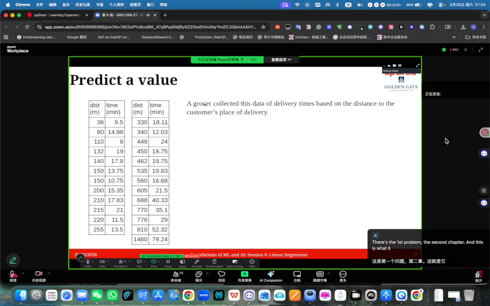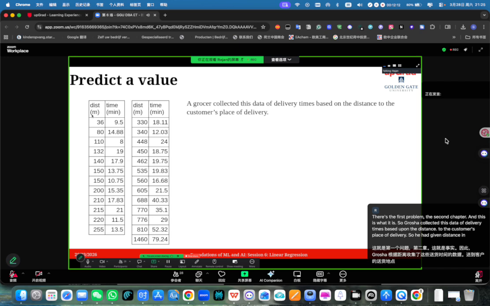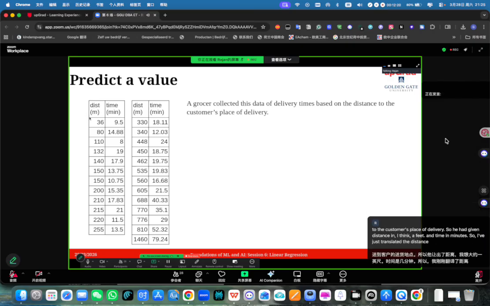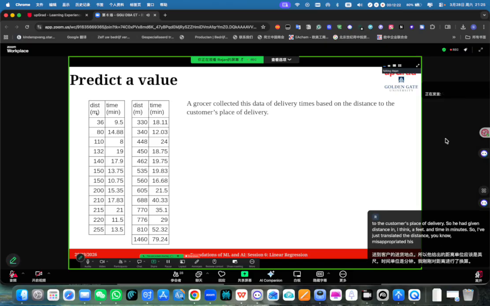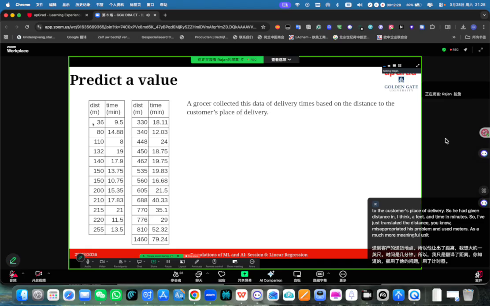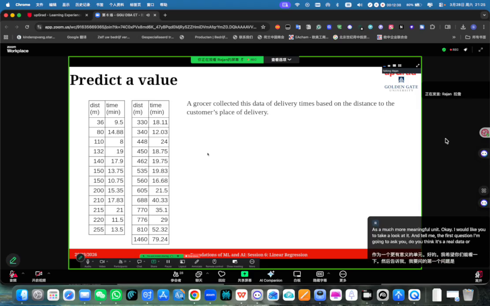A grocer collected this data of delivery times based upon the distance to the customer's place of delivery. He had given distance in, I think, feet, and time in minutes. I've just translated the distance, misappropriated his problem, and used meters as a much more meaningful unit. I would like you to take a look at it. The first question I'm going to ask: do you think it's real data or contrived data? Give me your reasoning.